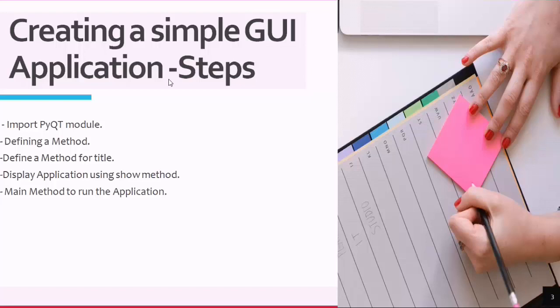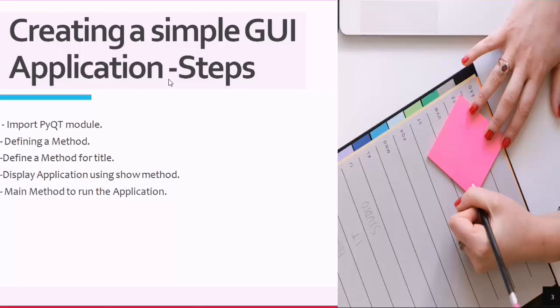So these are the 5 steps we are going to use for creating that simple app. First, we'll import the PyQt module, in which we'll have certain things that need to be imported for creating the application. Followed by that, we'll be defining a method. In this method, we'll define the size, like top, down, right, left. All the steps will be defined over this method.